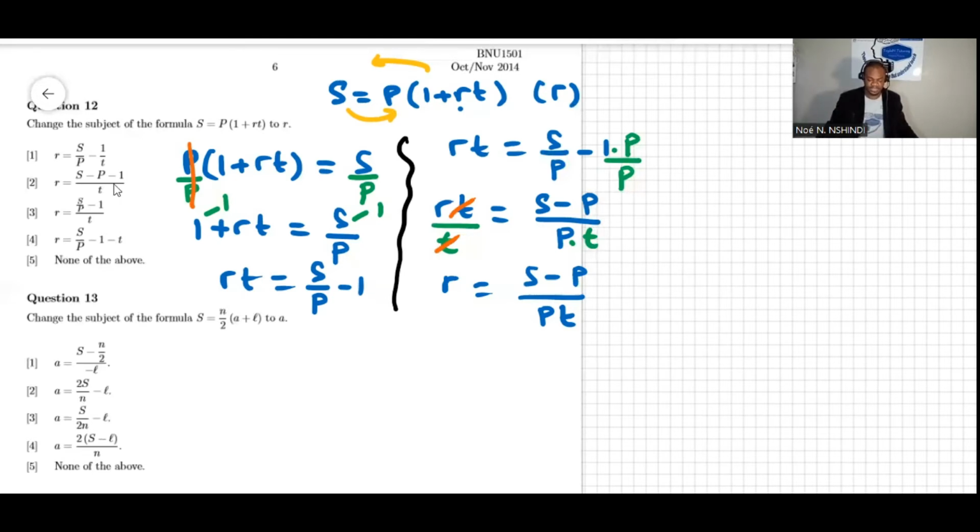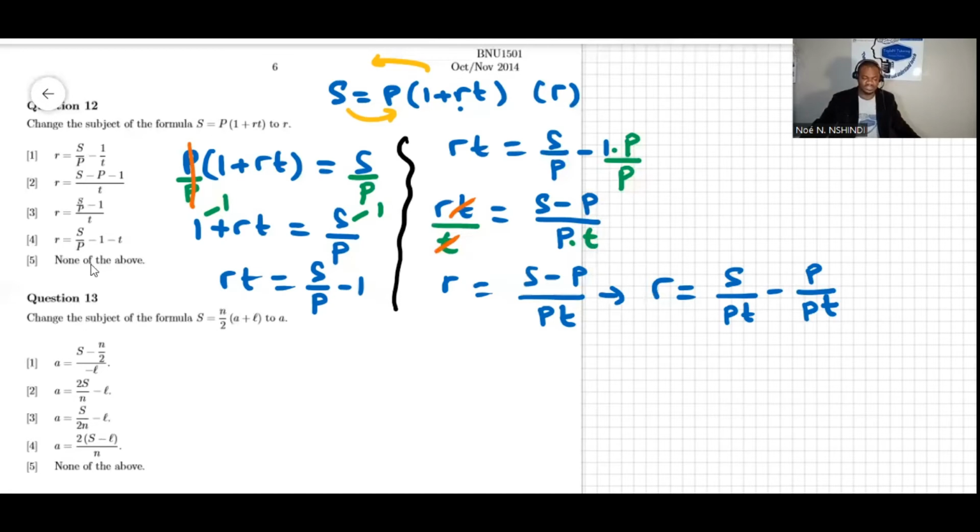Because we can say R equal to S over PT minus P over PT. Okay, even here, it's PT at the denominator. But there is not. So it's not even that one. It's not even that one. So it's not this one. It's not that one. It's not that one.